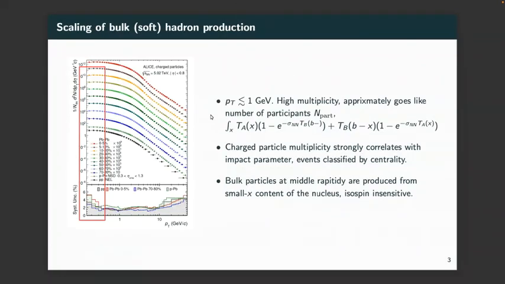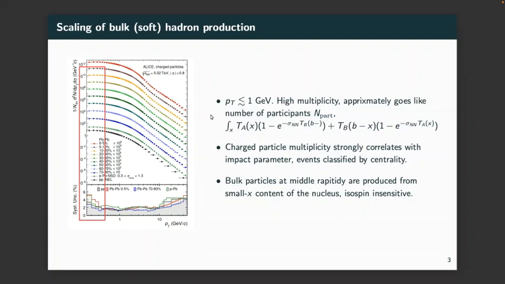And okay, this is just a recap for the scaling of the bulk hadron production. This is the particle spectra you get from the ALICE collaboration, lead-lead collisions for all centralities. Below 1 GeV, where most of the particles are, we know that they roughly scale like the number of participants. It goes like this, linearly scaling with the density, the thickness functions. And that's all the information we use to do event classification.